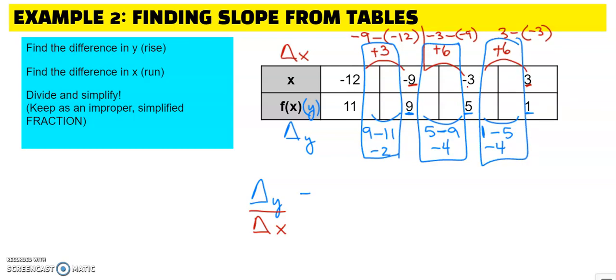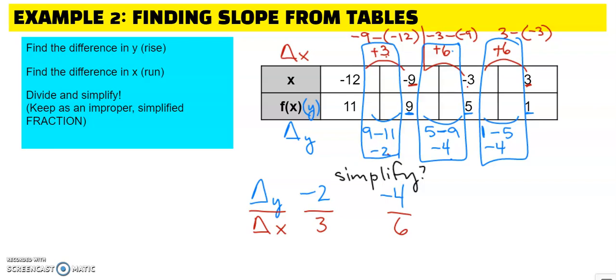So this first one is negative 2 to 3. Okay, looking at the changes, that's what I need. So negative 2 to 3. All right, this one is negative 4 over 6. And so is the last one. Okay, so I have two different ones. Remember, I have to simplify. If they simplify the same, we're fine. It's if they don't simplify the same, then we have an issue.